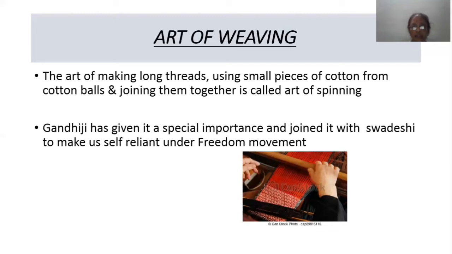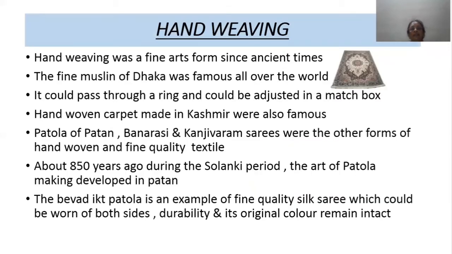The next one is hand weaving. Hand weaving was a fine art form since ancient times. Since ancient times, clothes were made by hand. Dhaka, now the capital of Bangladesh, was famous for fine muslin, and it was known as Dhaka. The speciality of this muslin is that it could pass through a small ring and be adjusted in a matchbox. It is a type of sari, a 5.5 meter sari. And what is the speciality? We can fold it and keep it in a matchbox, and it could even pass through our rings.